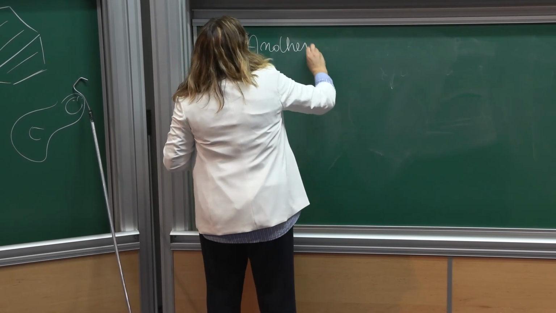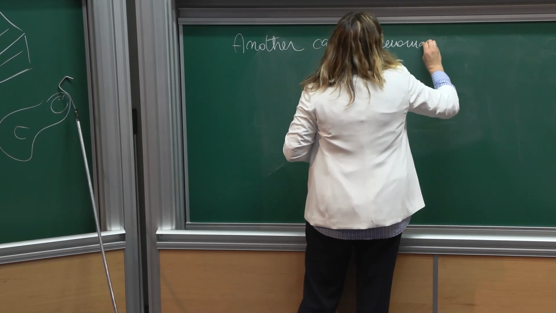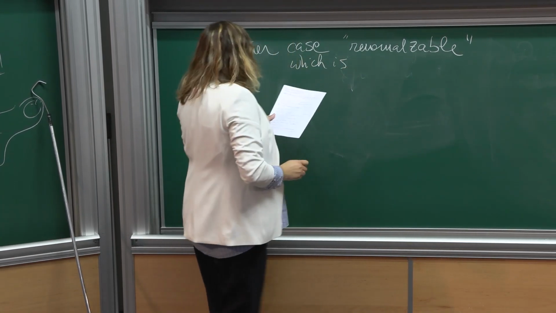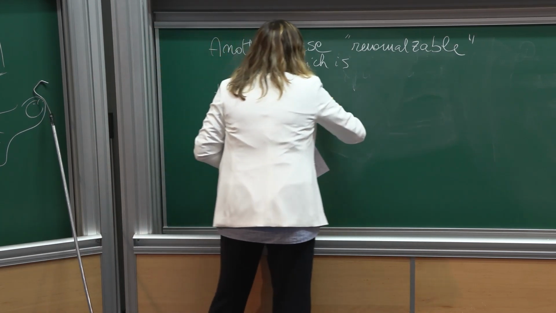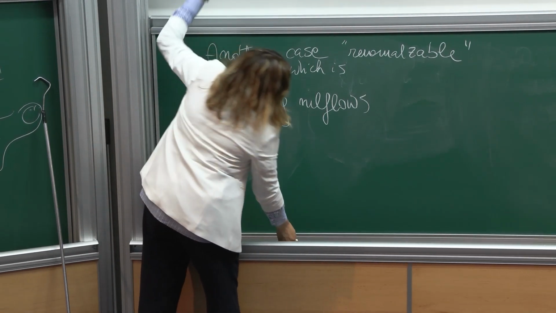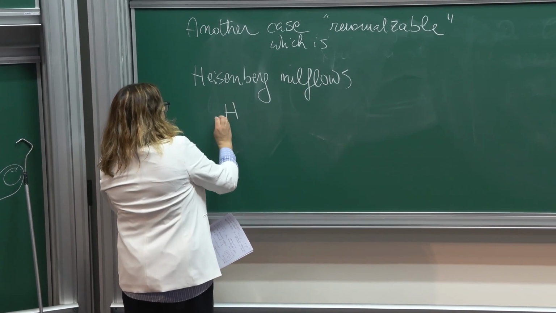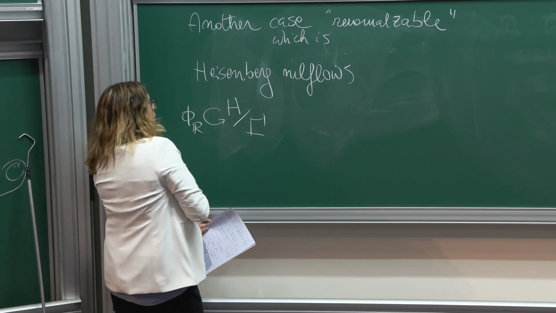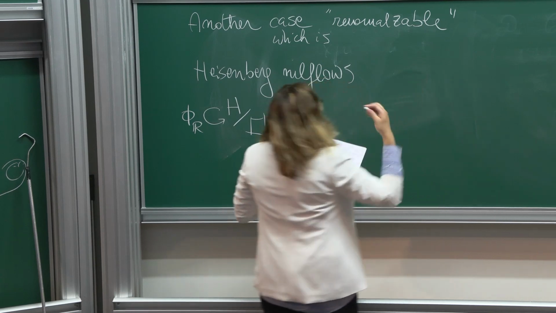Another case which can be treated similarly, which is renormalizable, and a nice case is also the one of Heisenberg nilflows. I talked about them last week, but this is, again, a quotient of the Heisenberg group by a lattice. And then you look at some one-parameter flow on this quotient. And in this case, you can also prove that these are renormalizable.